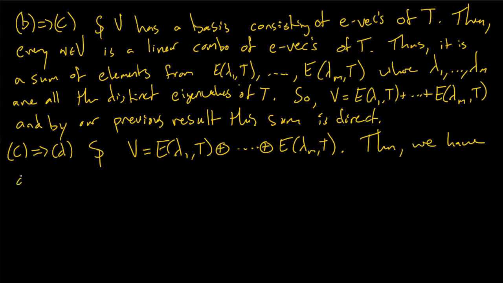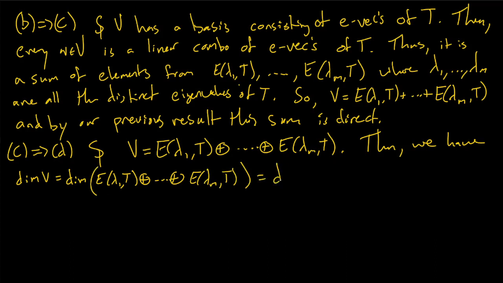We just know that the dimension of V is equal to the dimension of this sum, E lambda 1 T plus all the way down through E lambda m T. So I'm taking the dimension of this whole thing, which is just equal to the sum of those dimensions. That is, you can split up dimensions over a direct sum. dim E lambda 1 T plus all the way down through dim E lambda m T. Bam. Okay, cool.